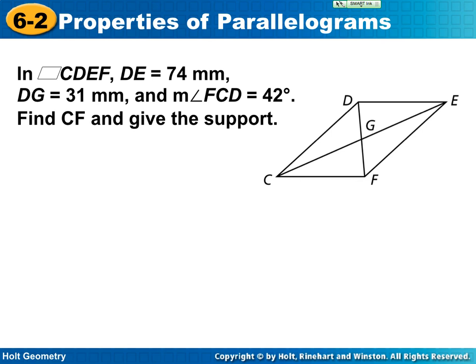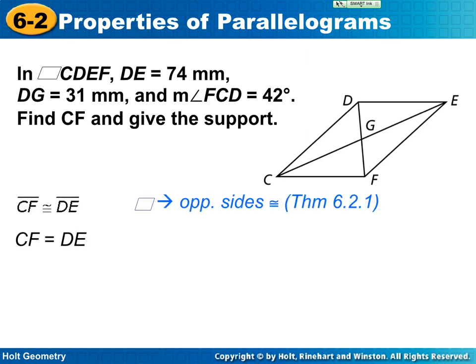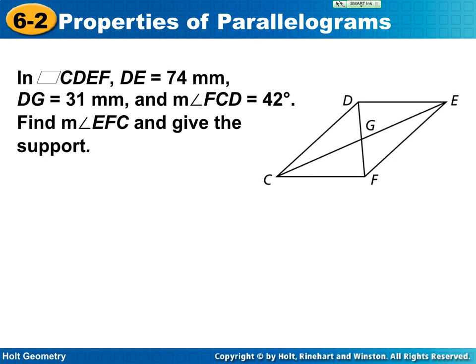What's the length of CF? 74. Why? Because of theorem 621, the opposite sides being congruent. Correct. How about that same picture, find angle EFC.